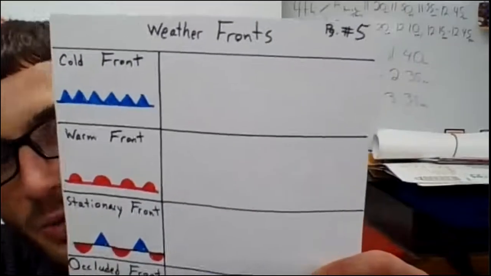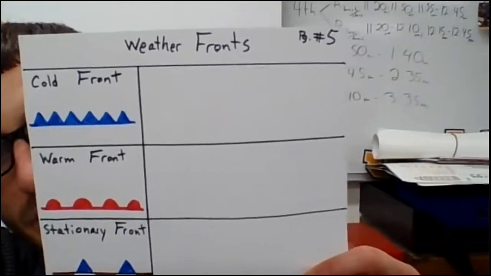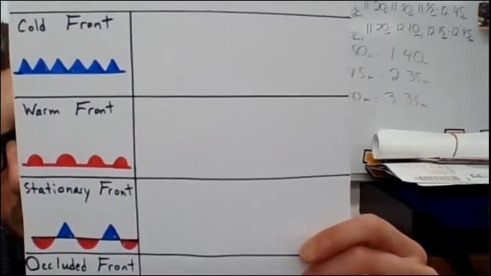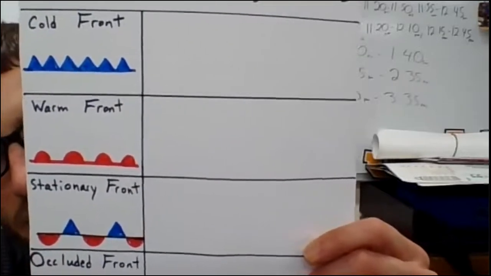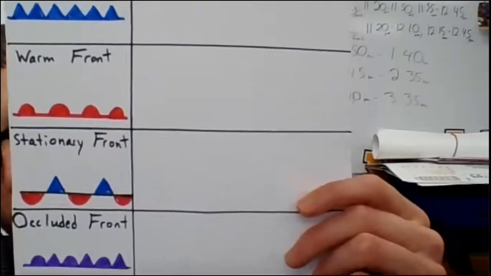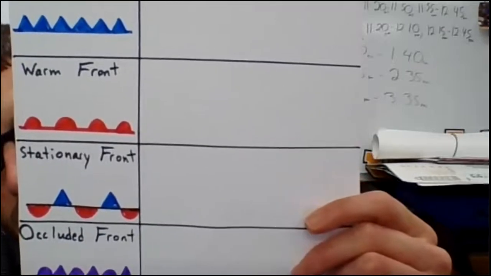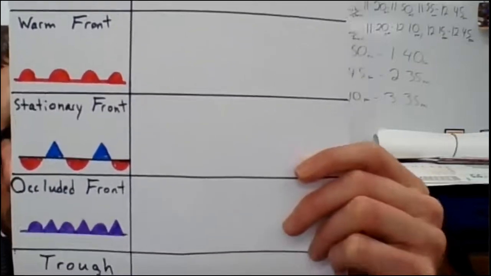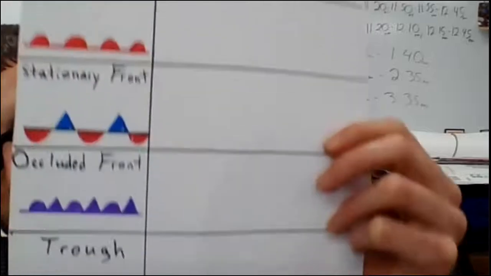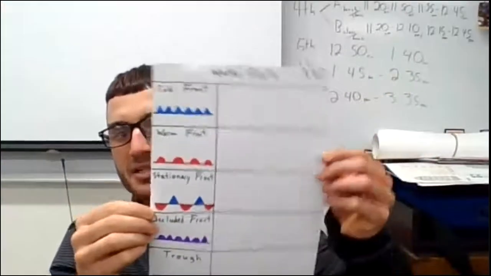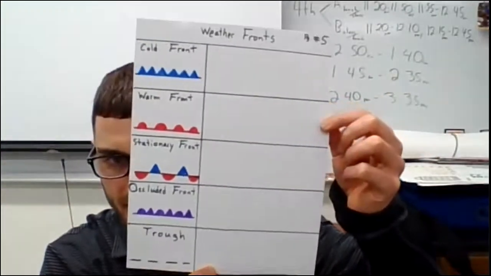Our first one is cold front. I need blue triangles for that one. Second one is warm front, red half circles. Third is stationary front, red and blue mixture. And we have 5 total categories. Again, make sure to take a picture within the video so you've got it down.